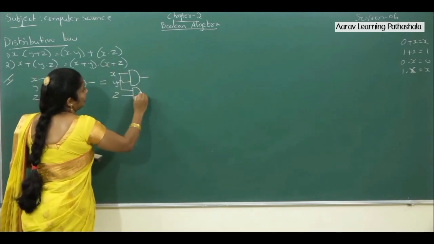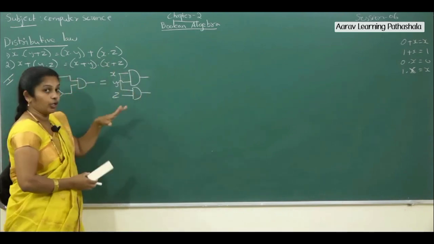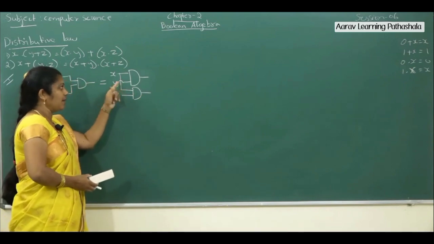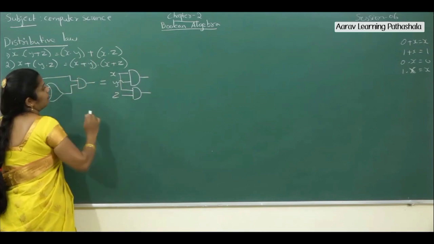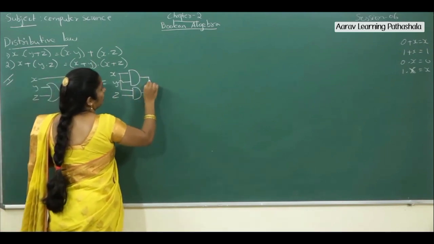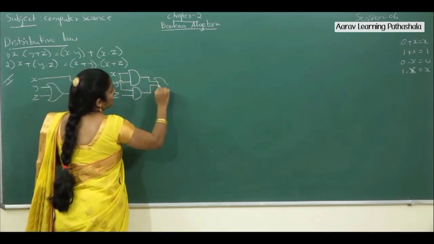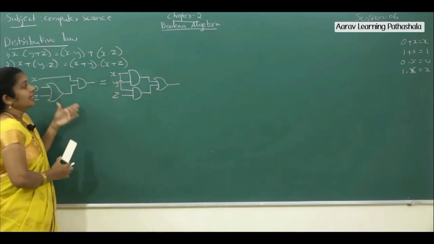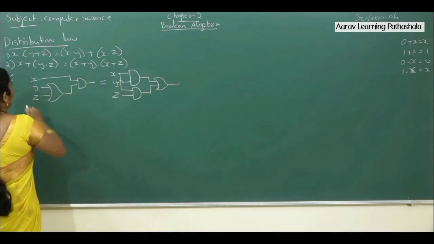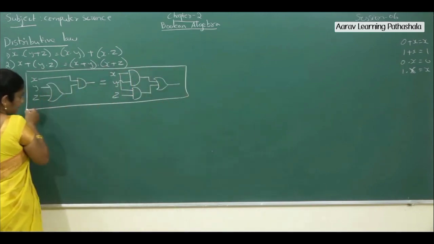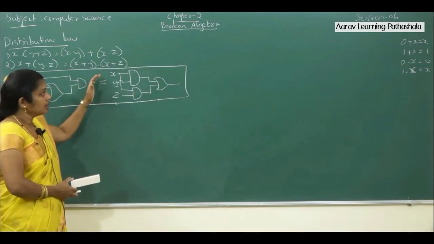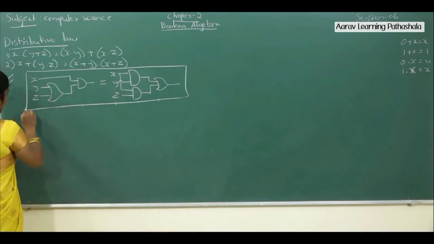Here once again a D shape, because in the previous class I told you how to write a circuit diagram. When a line passes above another, you just put one curve. Then these two are connected with the plus operator, and plus operator means once again you take the reverse C shape. This is the circuit symbol representing the first distributive law. Now we are going to write the truth table.